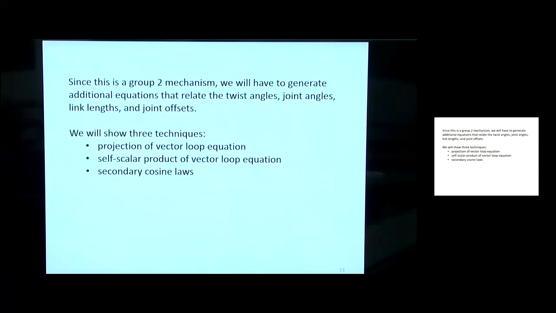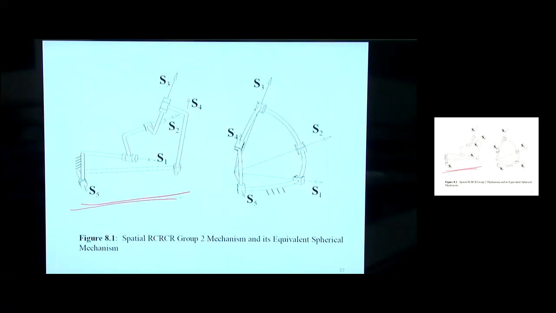So we're going to look at 3 different techniques. 2 of these are pretty obvious ways to get equations. We just don't know how to apply them yet to our problem. And this last one is going to be something completely new, called secondary cosine laws. Okay, so to generate equations for the 3D mechanism, again, right now I'm not worried about the particular equation we're going to find. I'm just talking about techniques to generate equations that have thetas, alphas, link lengths, and joint offsets.